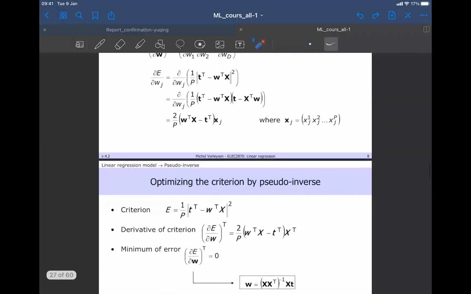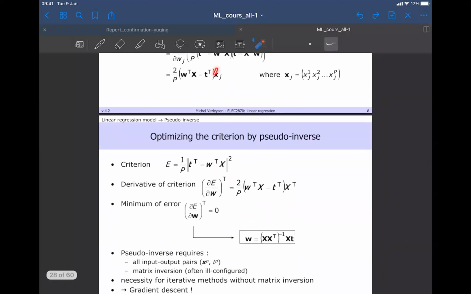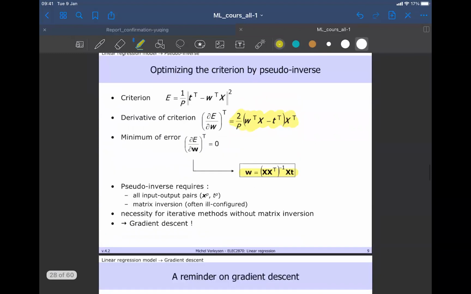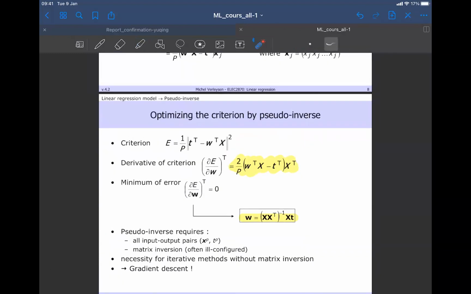I skip a bit of the math to save time and not to lose you. The derivative can be written as this. And then when you set it equal to 0, you have the solution as follows. So you have an exact solution. I mean, it's exact in the sense that it is mathematically the optimum of the loss criterion, which is equal to X times X transposed, inversed, dot X dot T.